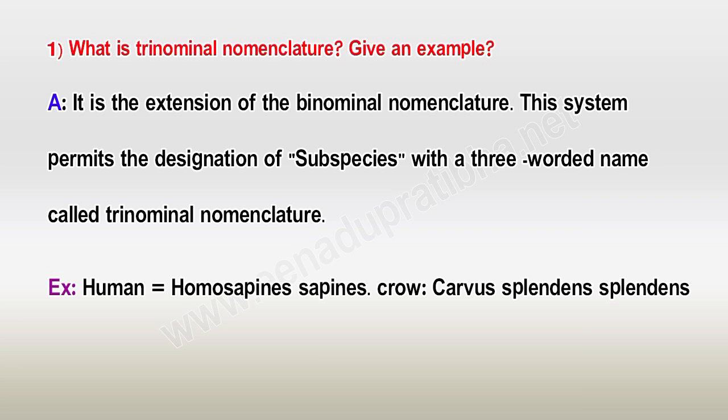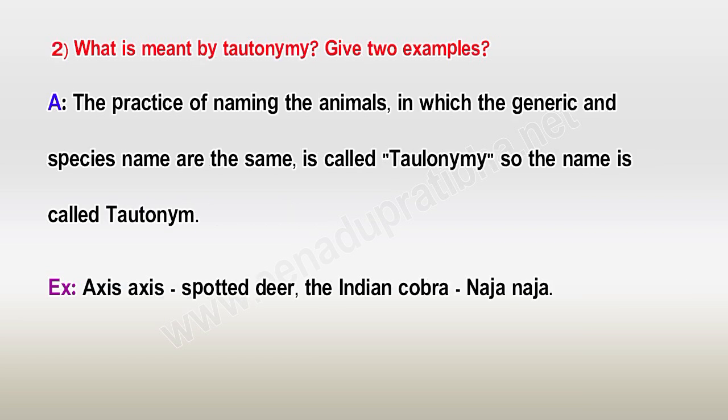Crow, Corvus splendens splendens. What is meant by tautonymy? Give two examples. The practice of naming the animals, in which the generic and species name are the same, is called tautonymy, so the name is called tautonym. Example: Axis axis, spotted deer; the Indian cobra, Naja naja.